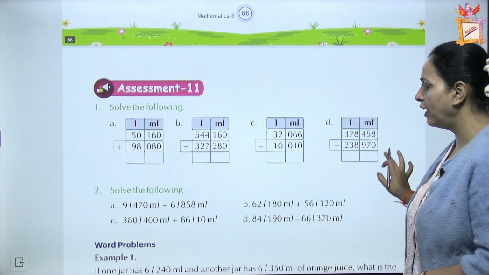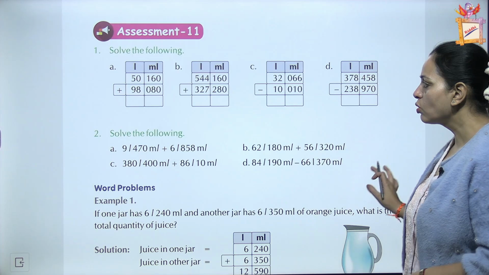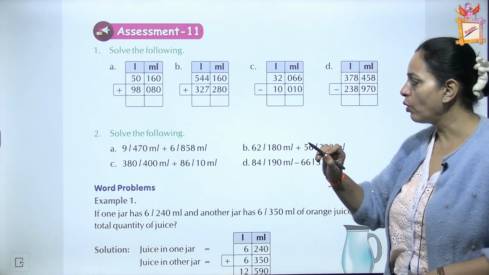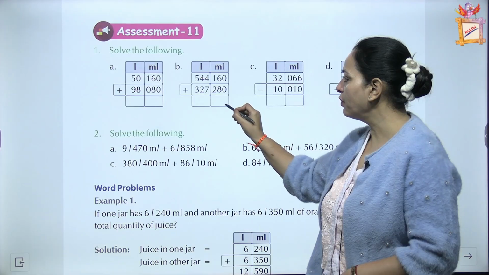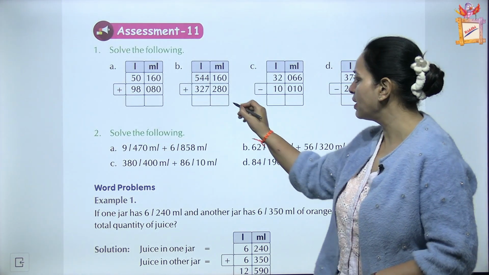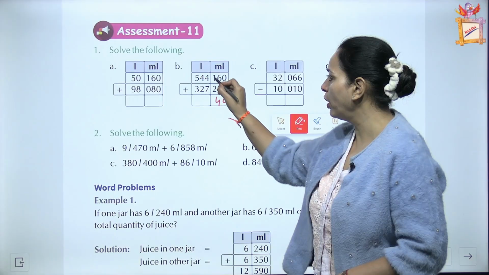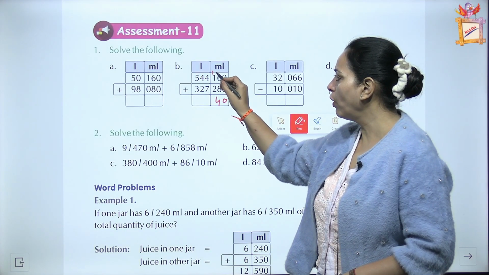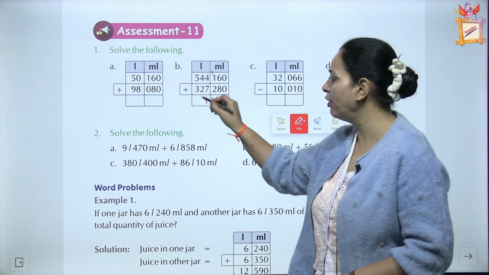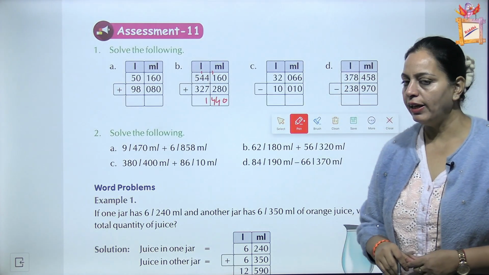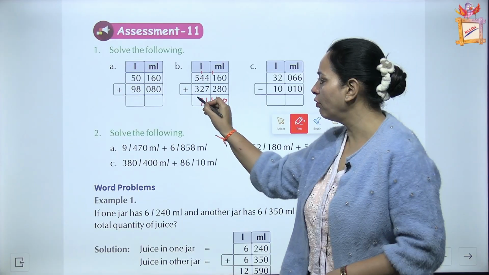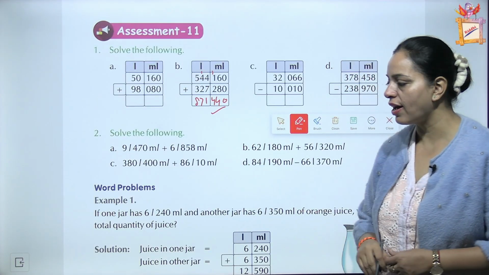Now assessment 11, question number 1. Solve the following like B part, liter and milliliter. So add milliliter first. 0 plus 0, 0. 6 plus 8, 14. 4 here, 1 carry. 2, 1, 1. This is 4. Now add liter. 4 and 7, 11. 1 here, 1 carry. Now 4 and 2, 6 and 1, 7, 5 and 3, 8. So this is the answer.